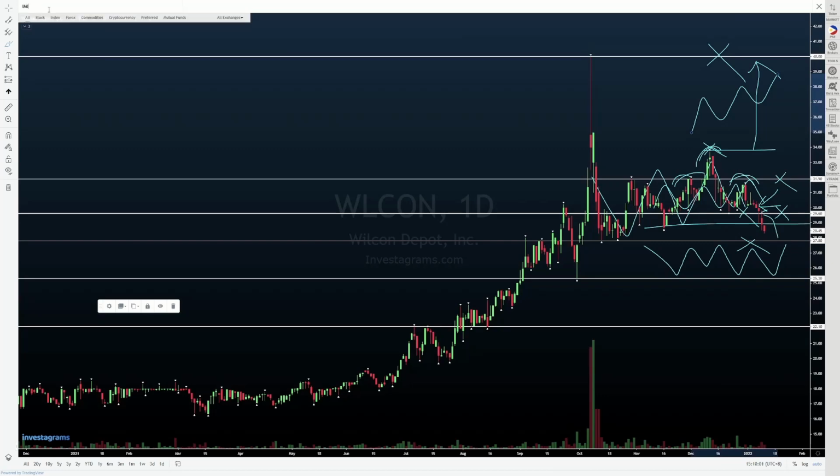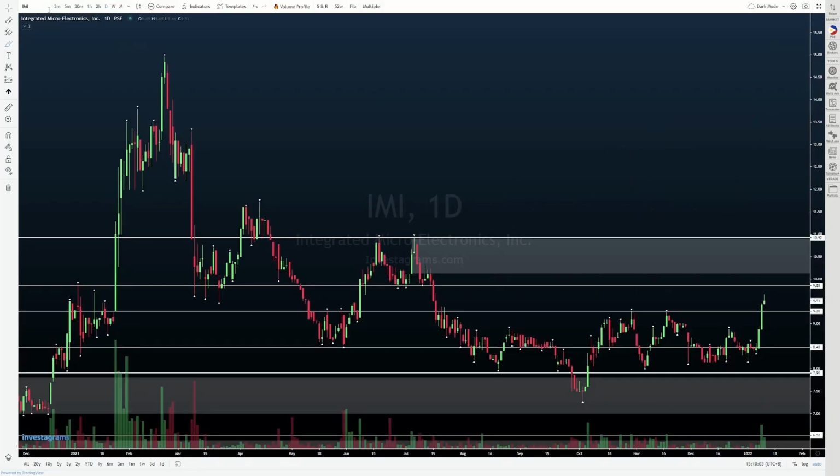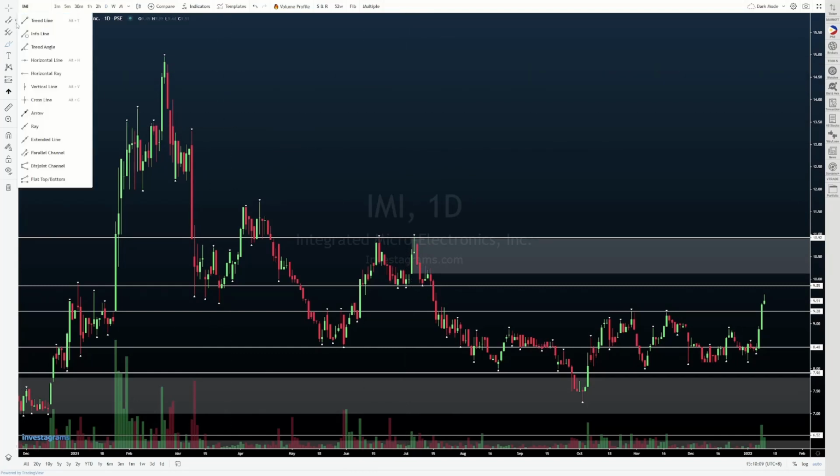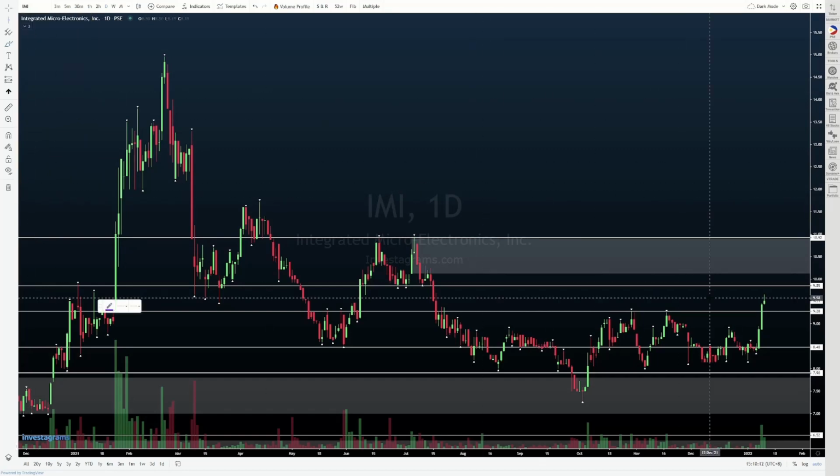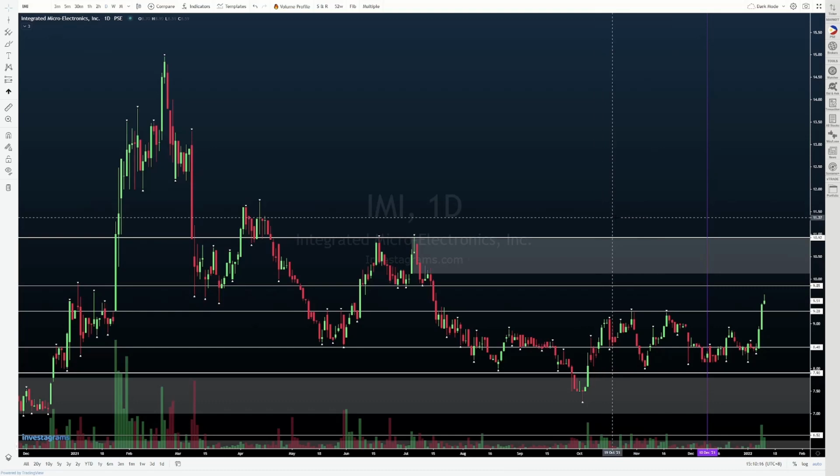Next, tignan po natin yung IMI. So, IMI has been hot, no, for the past couple of days. Now, I want to spend a bit more time talking about IMI because the last time we discussed this issue, it was around December 10 and that was in this candle, dito sa may purple na bar.